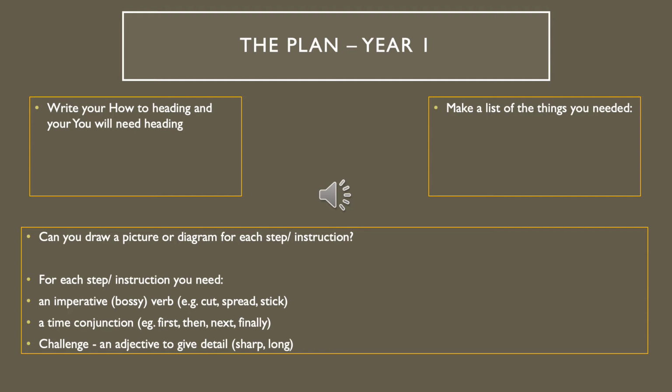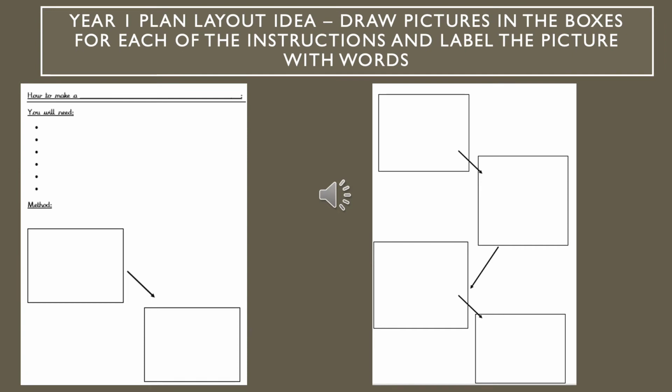Around each picture, I would like you to label it with a bossy verb. So for example, if the picture is of you cutting the paper using scissors, you would label the picture with the word cut. If it was the first thing that you did, you could also label it with the time conjunction first. To really make this even better, your challenge is to include adjectives to give more detail. So if the paper that you used needed to be long paper, you could include the word long. If you are unsure how to lay out your plan, here are some ideas.